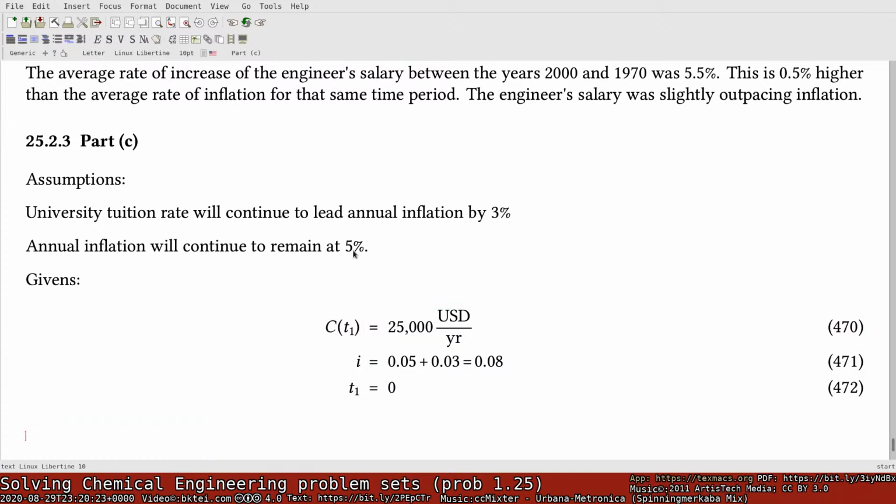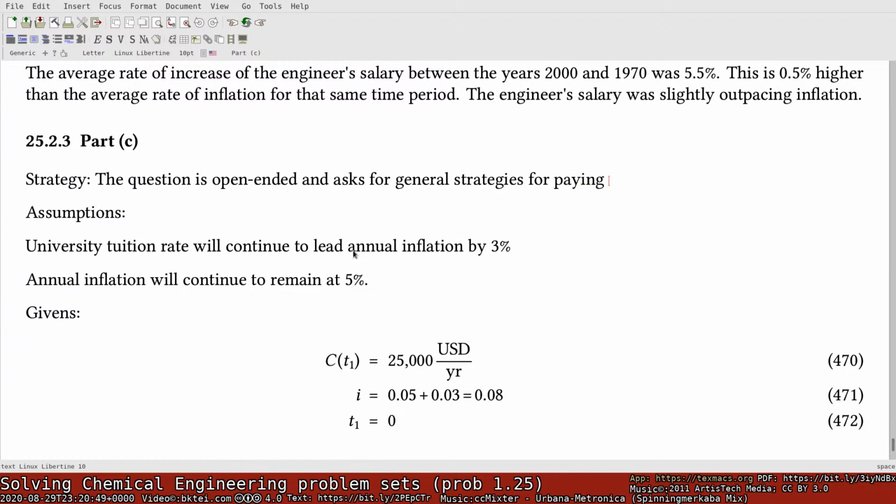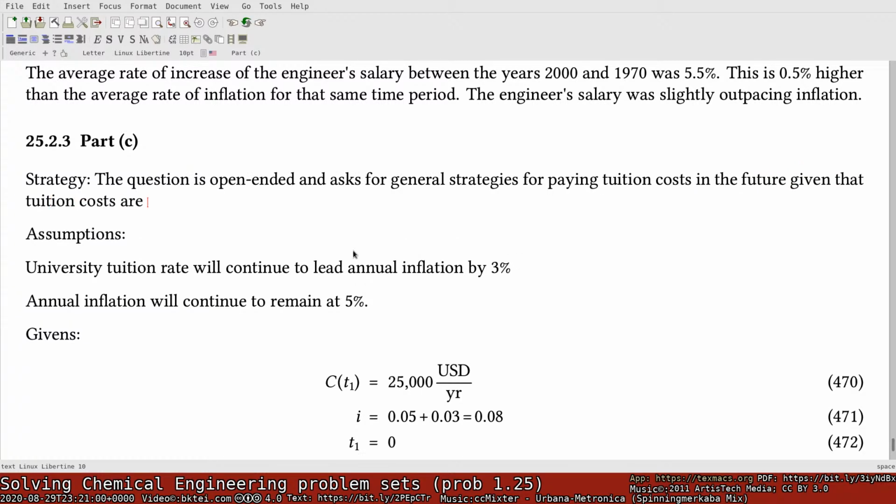I guess we should say something about strategy. The question is open-ended, and asks for general strategies for paying tuition costs in the future, given that tuition costs are rising faster than inflation each year.